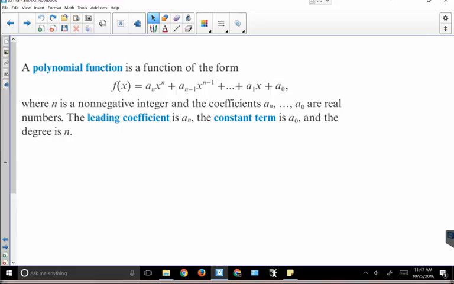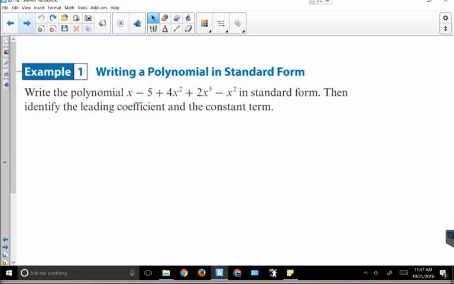Okay, let's take a look at the next section here. Now, I want to write this polynomial in standard form. First thing that I want to do is find which one of these has the highest exponent. Okay? Degree term. I've got an x, I've got a minus 5, I've got a 4x squared, I've got a 2x to the fifth, and I've got a minus x squared. So when I look at this, I see that the highest one that I have is right here.